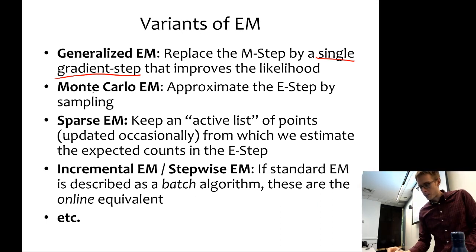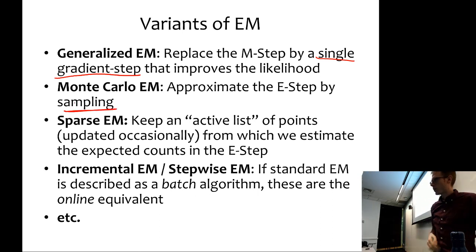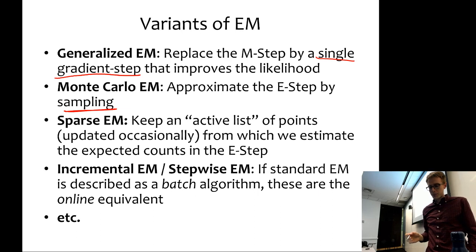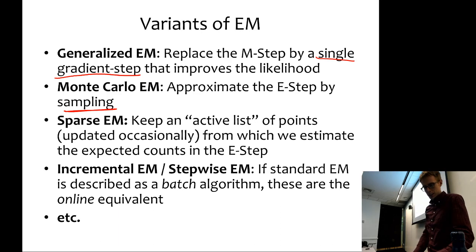So Monte Carlo EM says, well, one way of getting that posterior distribution over which cluster center a point came from is by doing this exact computation. But another way that you could do it is approximating it by sampling. Okay. So for Gaussian mixture models, we would never do this because it's easy to actually do the exact computation. But for a fancier model, like, say, LDA, this might actually make sense. Okay, so there are other things like sparse EM that kind of keep some active points and incremental EM that's kind of like the online equivalent of EM, and there's other variants as well.